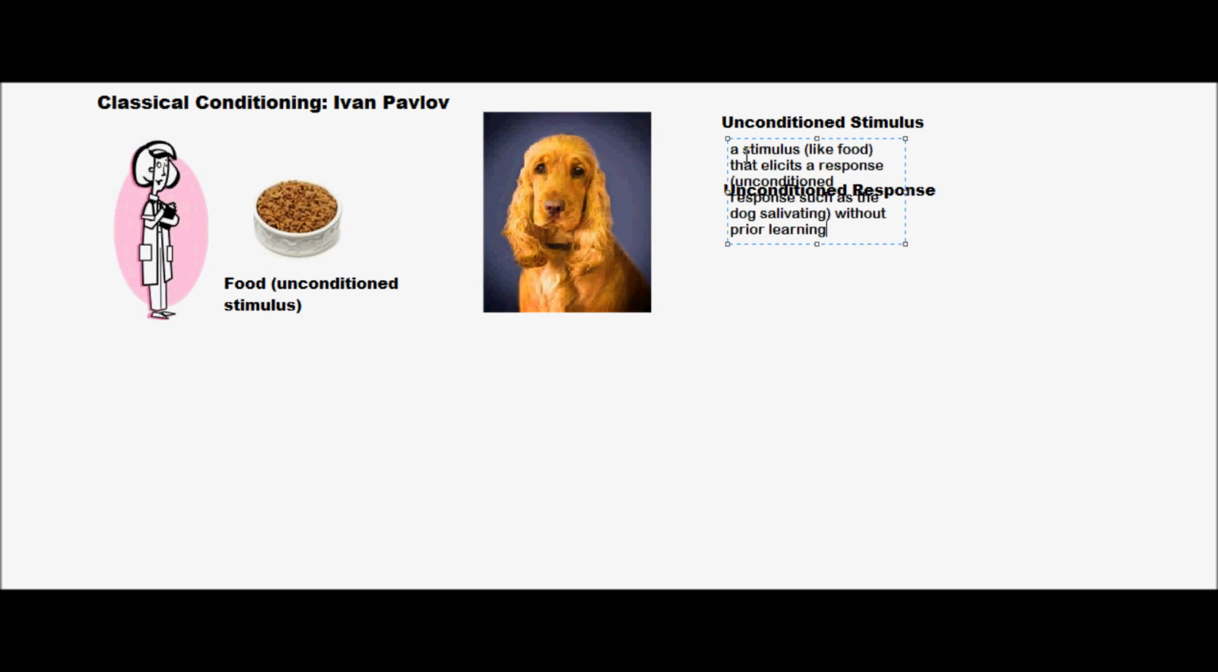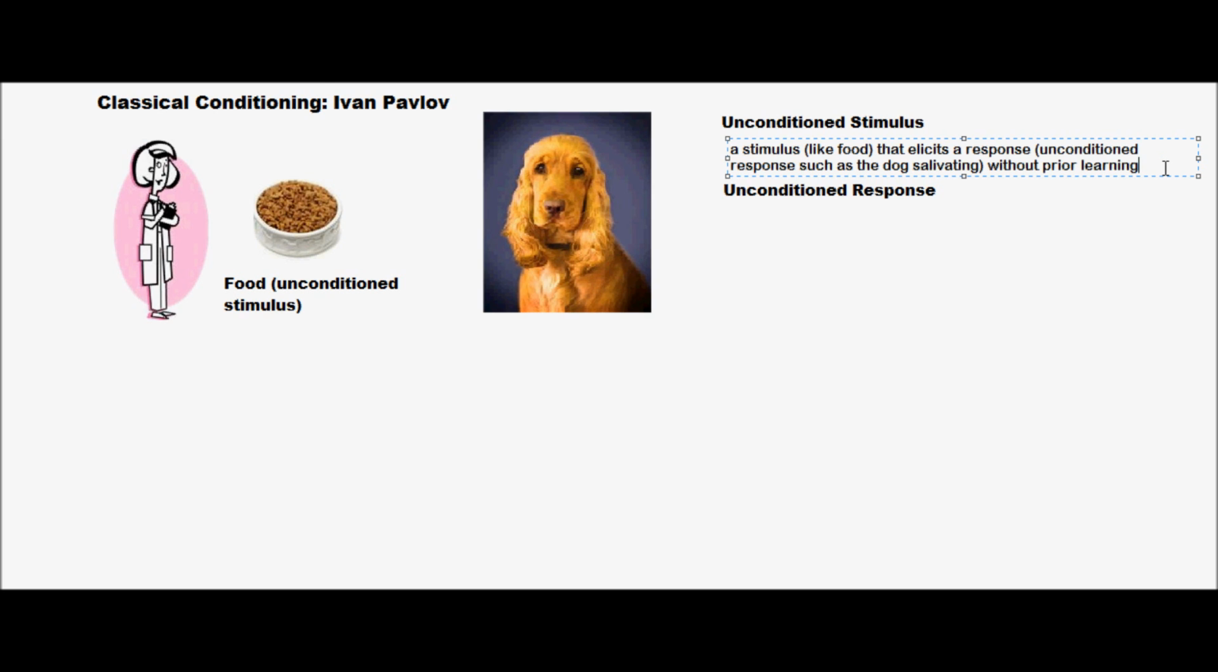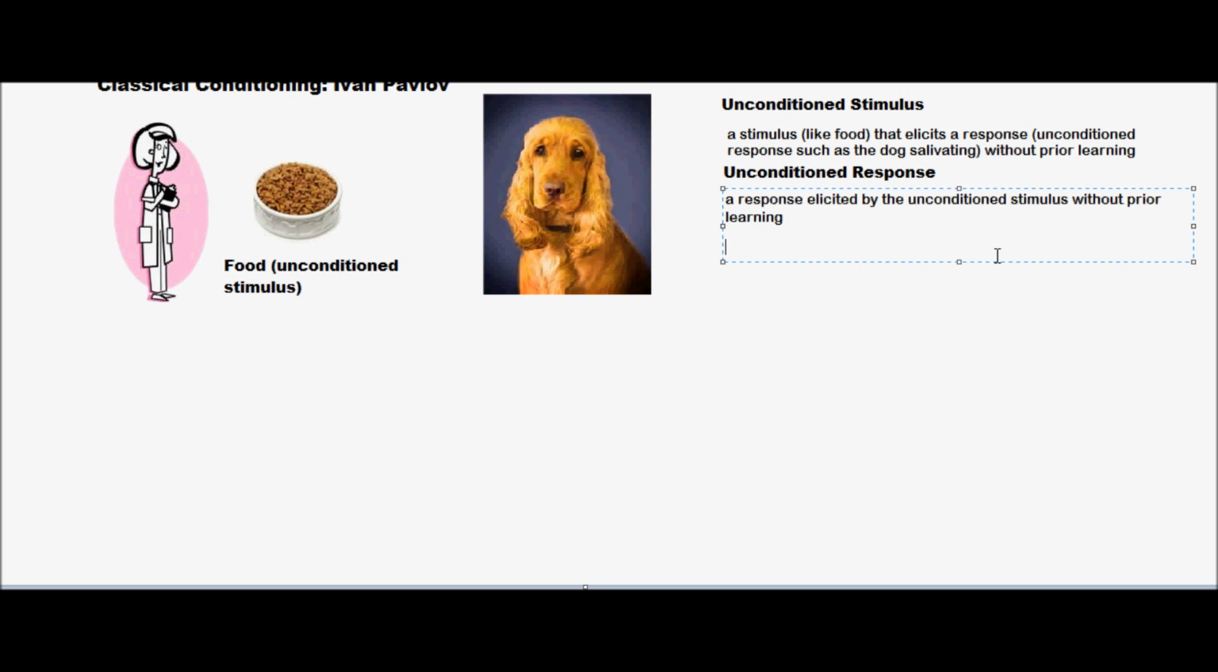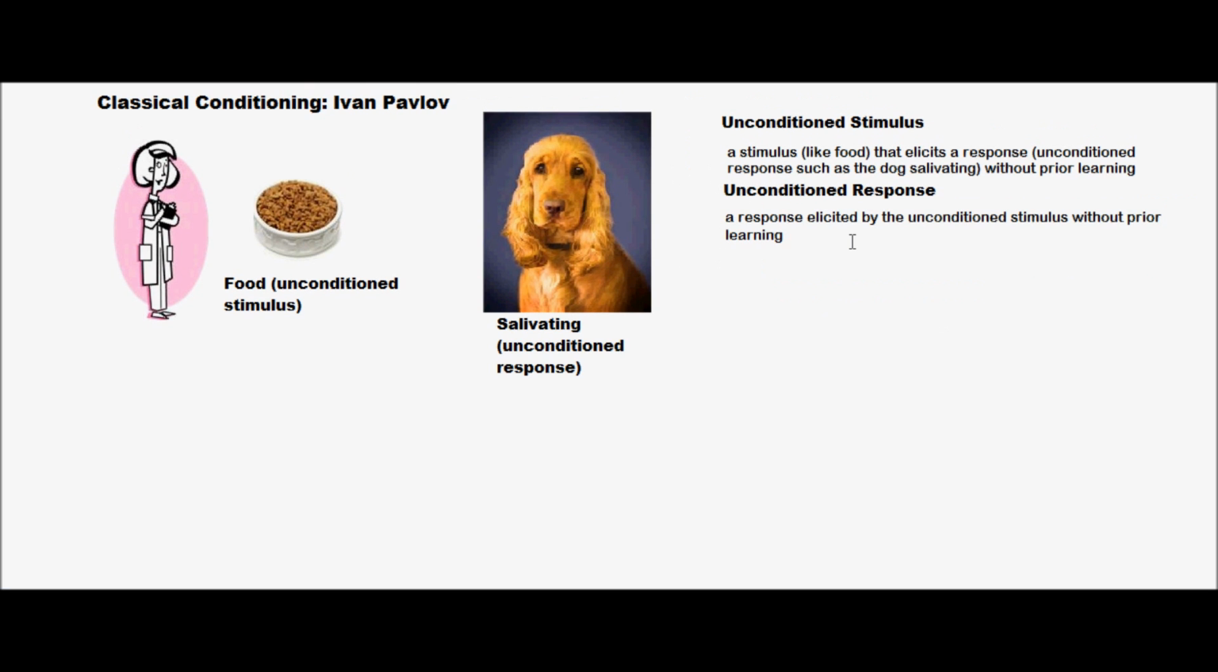So let's define it here. An unconditioned stimulus is a stimulus that elicits a response without prior learning, like the food eliciting the response of the dog salivating. So the dog salivating, that's the unconditioned response. The formal definition for unconditioned response is a response elicited by the unconditioned stimulus without prior learning. So very simply, the unconditioned stimulus, like food, elicits the unconditioned response, like salivating.